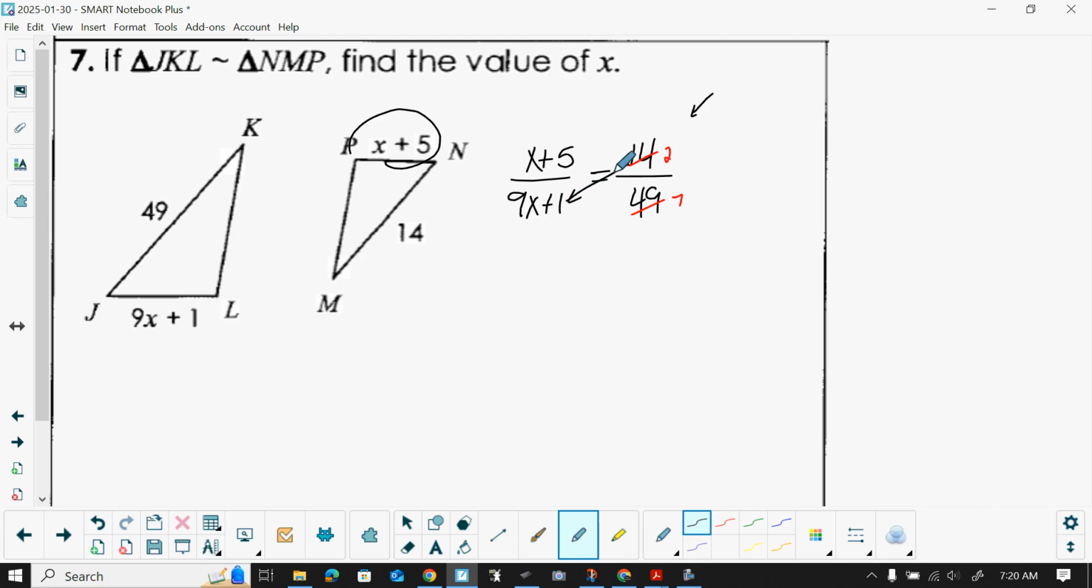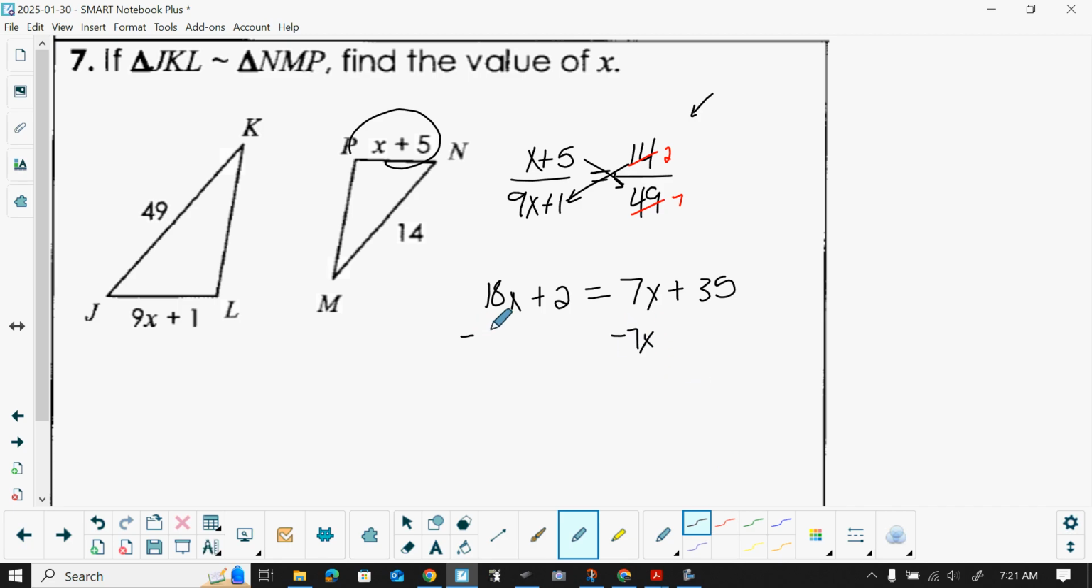Now when I cross multiply, it's 2 times this. So 2 times 9x is 18x. 2 times 1 is 2. And then we're going to cross multiply here. 7 times x is 7x. 7 times 5 is 35. So notice, much, much easier. Now we can go ahead and solve it like normal.